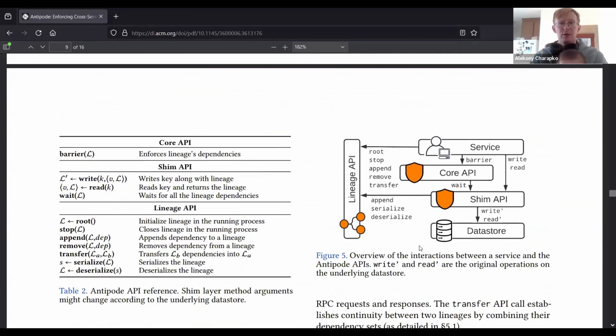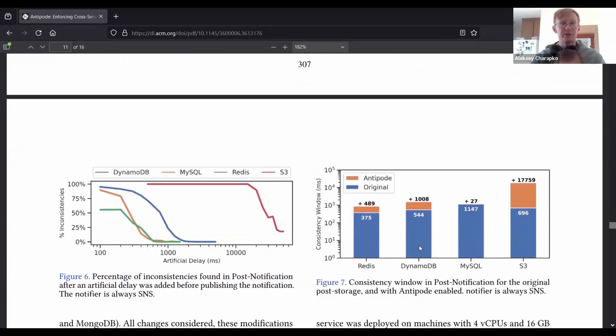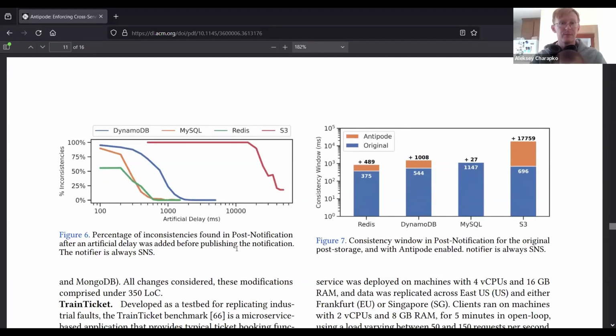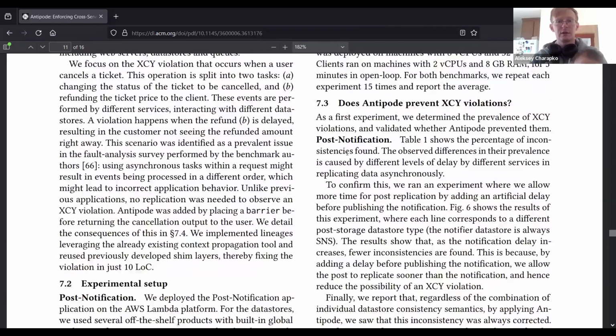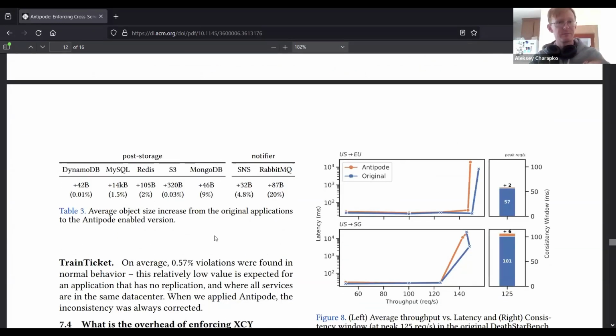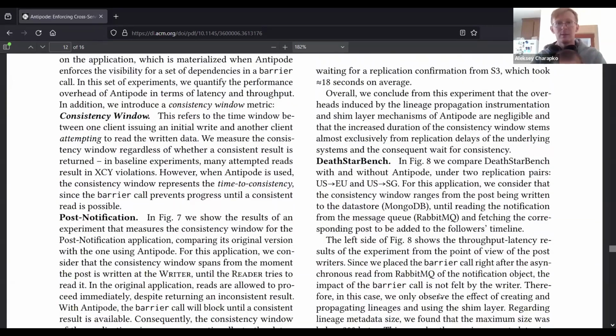For their evaluation, they implemented that example, they tried it again, and they also tried a few microservice benchmarks. I guess the point they want to convey is that their solution doesn't slow things down too much while offering better consistency. Based on latency and throughput, it seems almost the same, even though in my opinion doing 140 requests per second is not very impressive in 2024. But yeah.